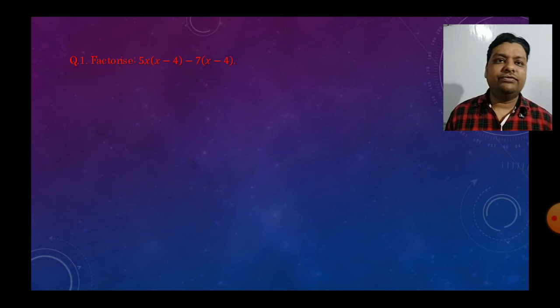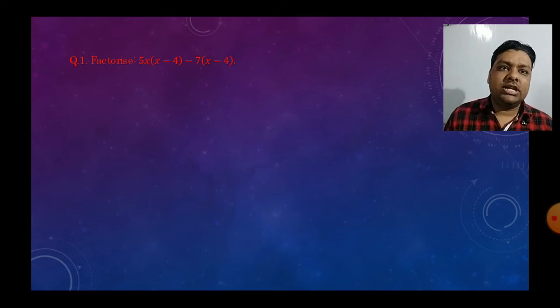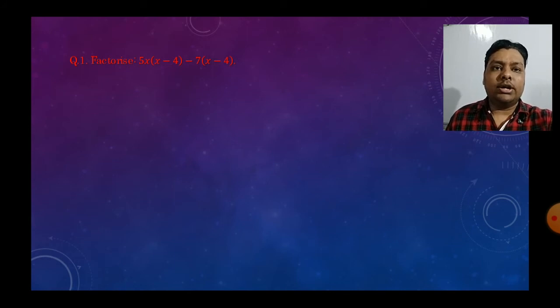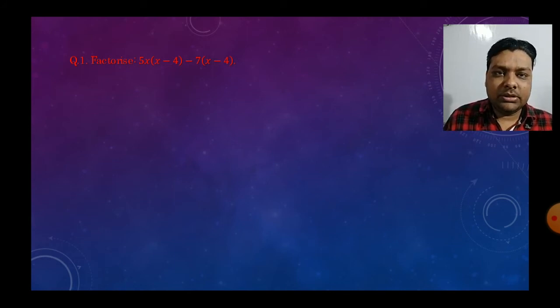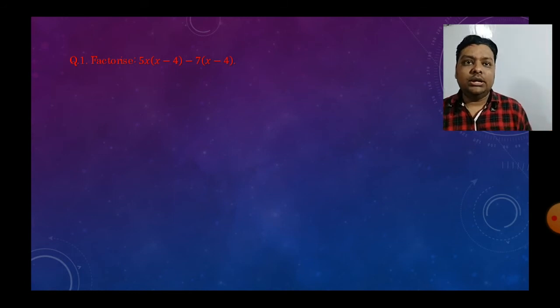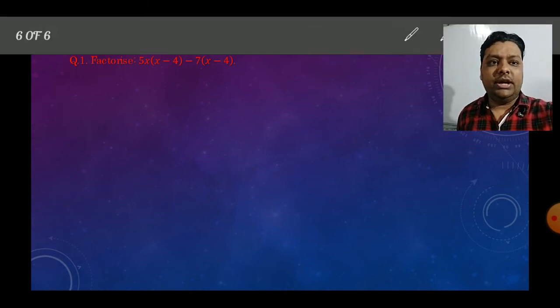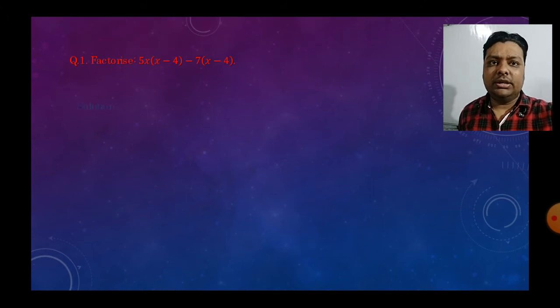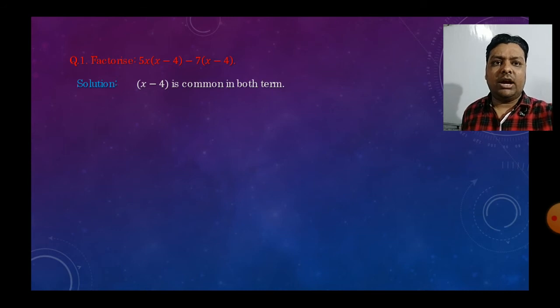Now question 1, we have to factorize 5x(x minus 4) minus 7(x minus 4). So here you can see there are 2 terms, 5x(x minus 4) and 7(x minus 4). Okay, so at first what is common in these 2 terms? You can see that x minus 4 is common in both terms. So x minus 4 is a binomial, so x minus 4 will be the common HCF. We can also say that common means HCF.